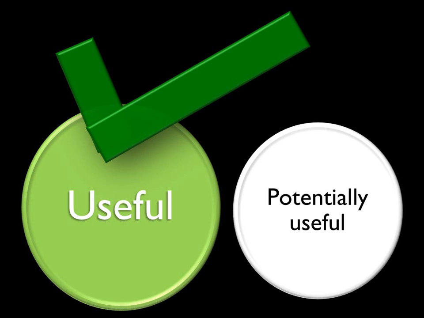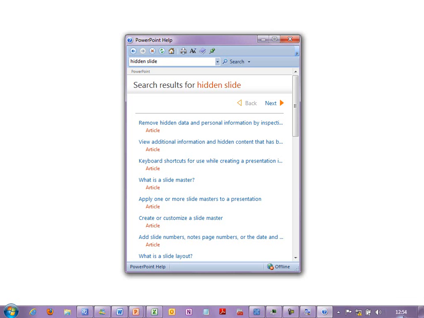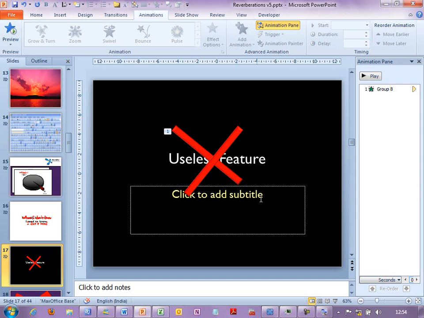Got the idea? Right feature, right place, tremendous impact. Wrong feature, it in fact reduces impact. Okay, so much of introduction. Now let's go into real stuff.